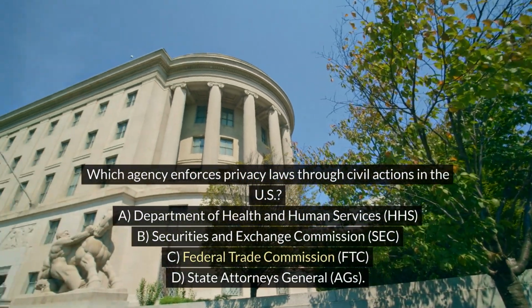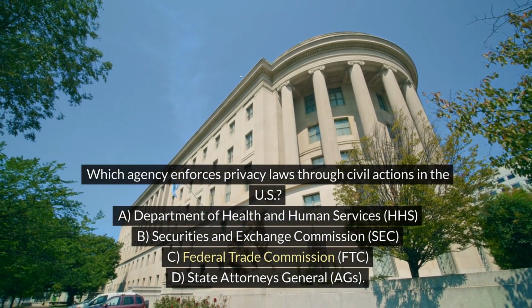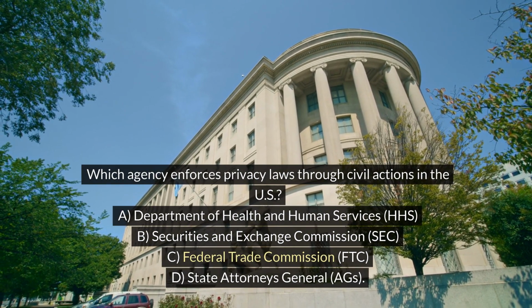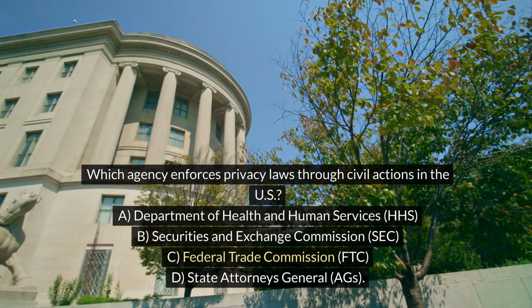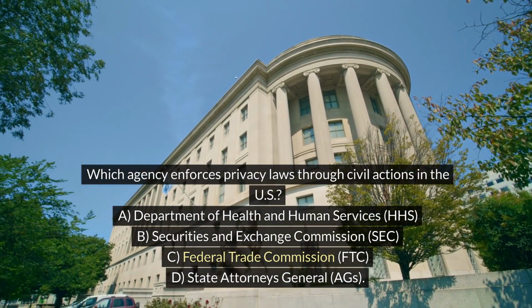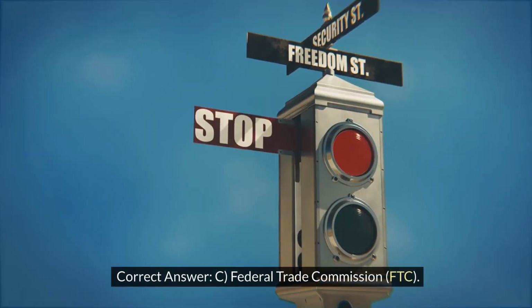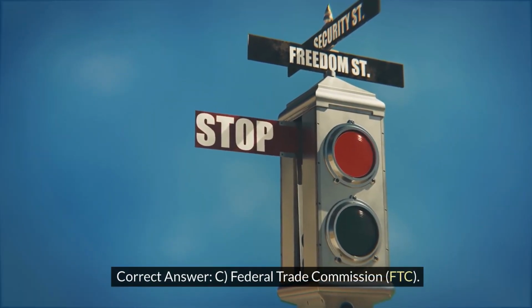Which agency enforces privacy laws through civil actions in the U.S.? A. Department of Health and Human Services, HHS. B. Securities and Exchange Commission, SEC. C. Federal Trade Commission, FTC. D. State Attorneys General, AGs. Correct answer: C. Federal Trade Commission, FTC.